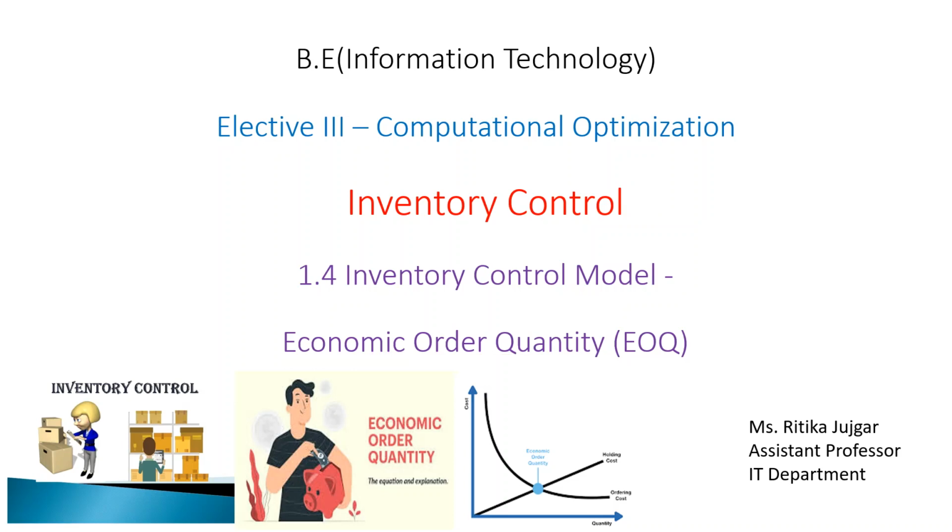So in this video, we discuss the inventory control model. In inventory control, there are two types of models. The first is the economic order quantity model, that is the EOQ model, and the second is the deterministic and probabilistic model. Here, first we discuss the economic order quantity.